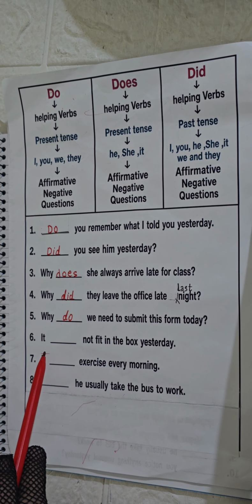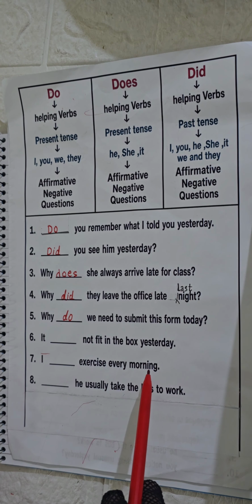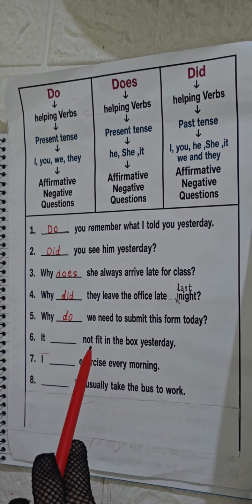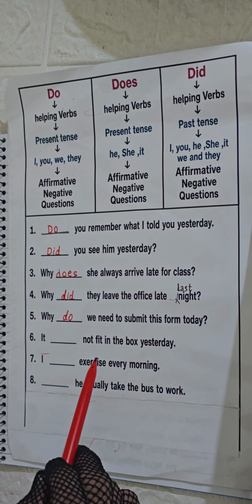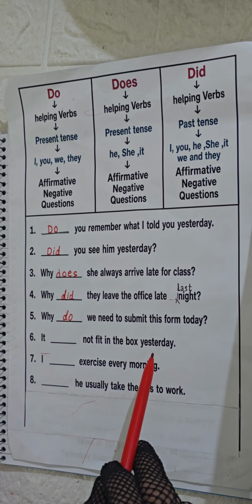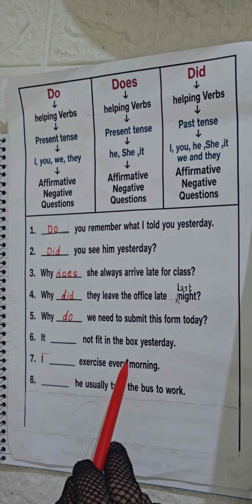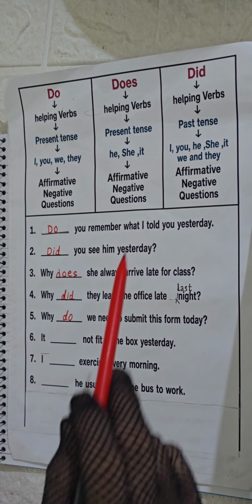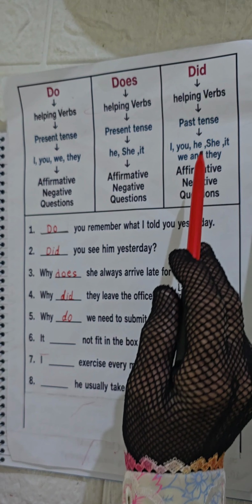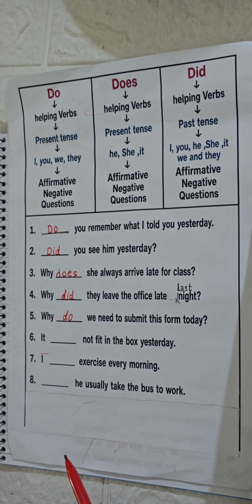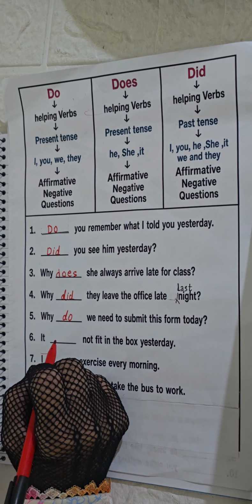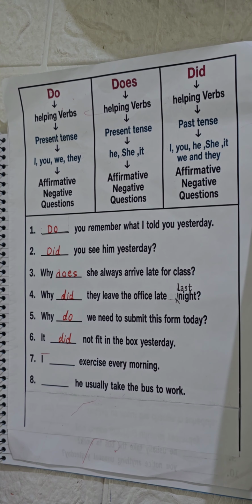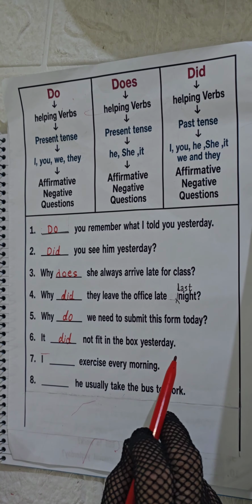Number six: it blank not fit in the box yesterday. What will you write in the blank? Do, does or did? Now look at this sentence. The word yesterday is showing that the sentence is in the past. Secondly, we always use did with it. So we will write did in the blank. Now the correct sentence will be: it did not fit in the box yesterday.